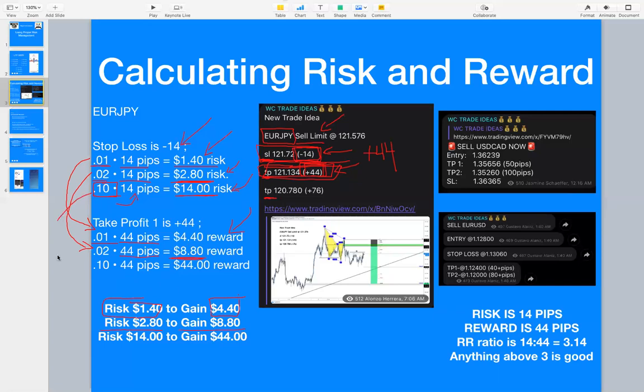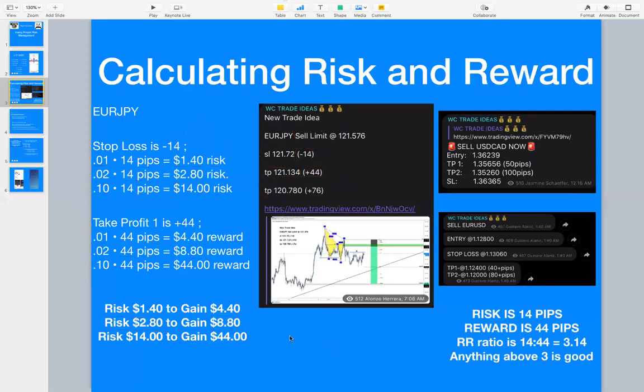Now if we trade at $1 per pip, 1 times 44 is $44 reward. So basically, we were risking $14 to gain a potential $44. So I hope you guys understood that. I'm going to go clear this.